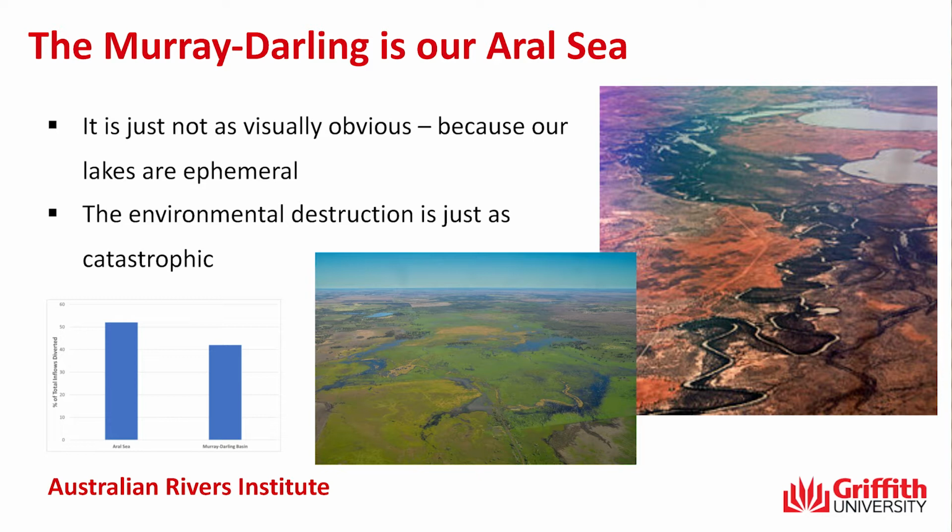If you look at that very bad little graph over there, apologies for my low font, that's the Aral Sea on the left and the Murray-Darling Basin on the right. The diversion out of the Aral Sea, and it's always hard to get an exact number, is about 52% over the mean, and in the Murray-Darling Basin it's about 44%. So we're not too far behind the absolute environmental catastrophe that was the Aral Sea, diverting on average 44%.